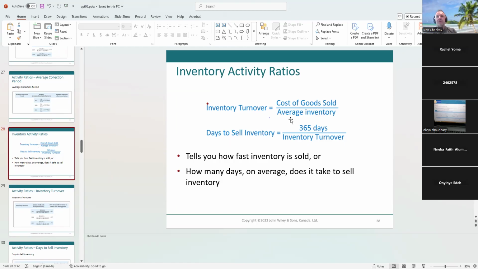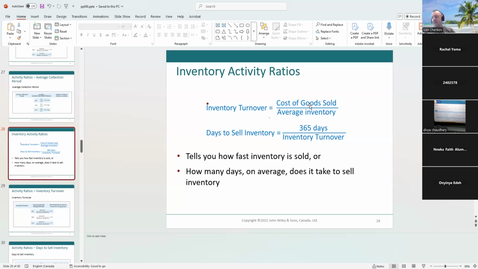In order to do that, we need cost of goods sold, or the cost of the goods we're selling during the period. Then we need the average inventory. How are we going to get the average inventory? Same as average accounts receivable: the beginning balance of the year plus the ending balance of the year, divided by 2. Once we get that number, using it as a denominator and 365 as the numerator, you get the days to sell that inventory.